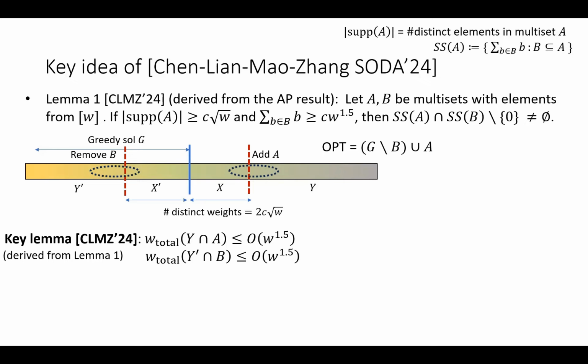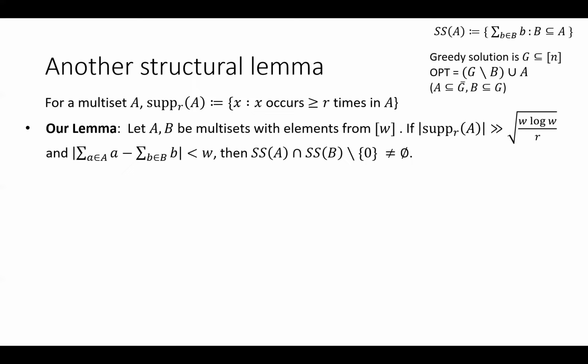Let's first introduce a definition, which is the R support of a multiset A. This is defined as the set of items that occurs at least R times in the multiset. Then our structural lemma says that suppose we have two multisets A and B, where the elements are integers from 1 to W, and suppose the R support of A is much greater than root of W over R, and the sums of the elements of these two multisets do not differ by too much, then A and B must share a non-zero common subset sum.